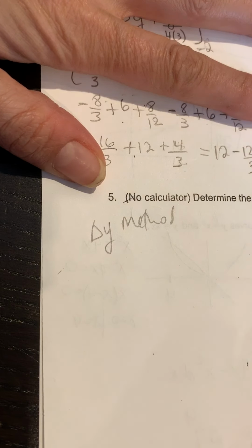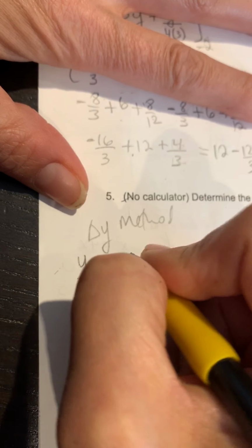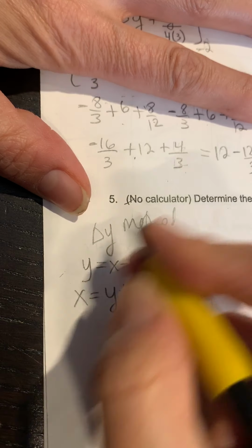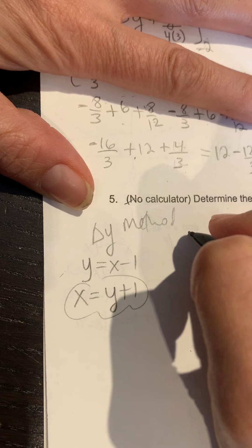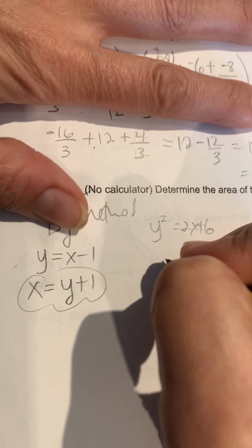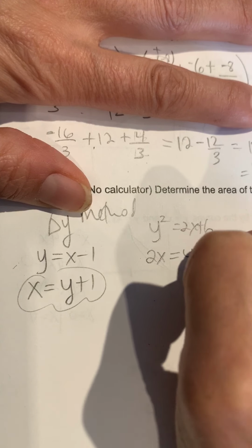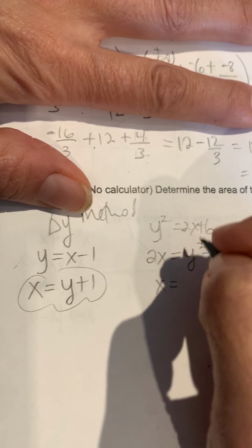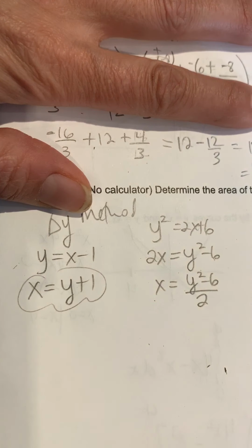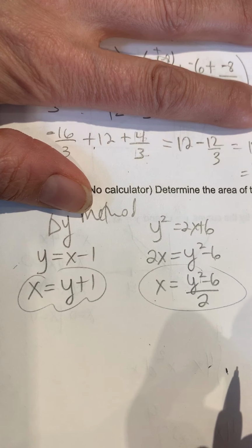Okay, so in order to do delta y, I have to write both my equations in terms of x. So I have y equals x minus 1, and I have to get x alone. So x equals y plus 1. Then I have y squared equals 2x plus 6, and I've got to get x alone. So 2x equals y squared minus 6, so x equals (y squared minus 6) over 2. So there's my other one. Those are my two functions.